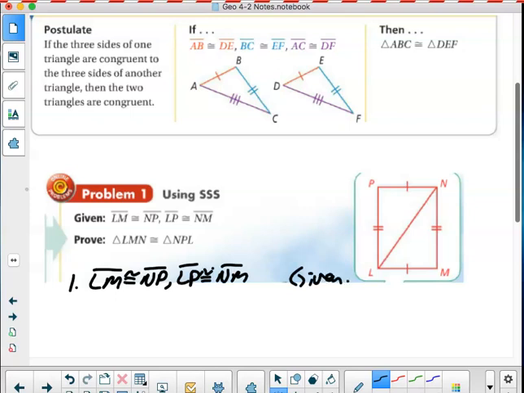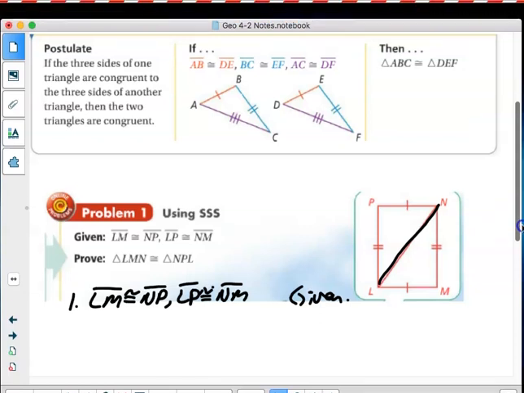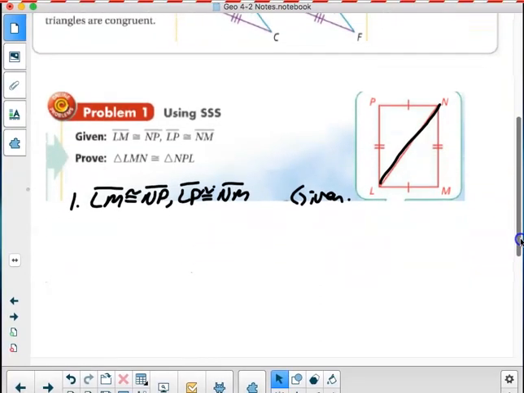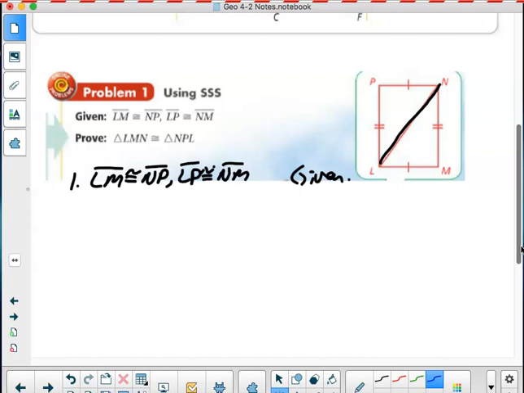The only thing we don't have is this side. What do we know about that side? How could we prove that side's congruent to that side? Reflexive. And that's it. But now here's the thing. This is going to be the first time, I think, that you see me flip the letters. Maybe the second time. Did you guys flip the letters earlier on? Okay, good.